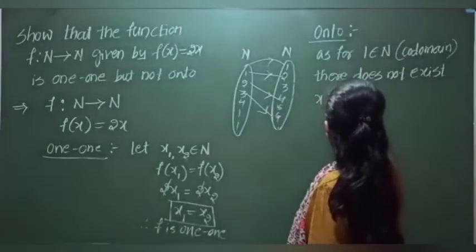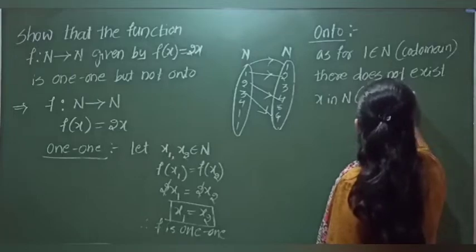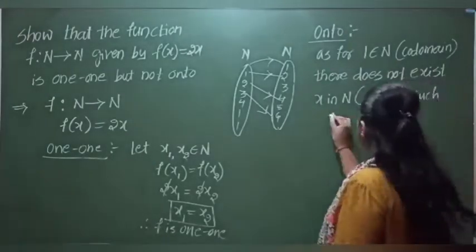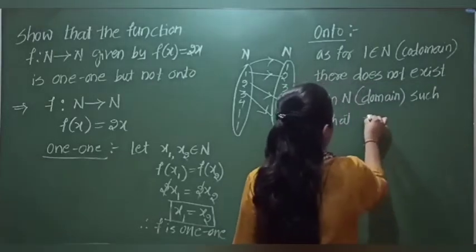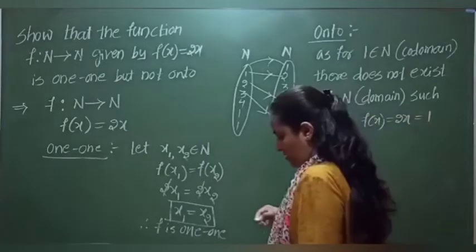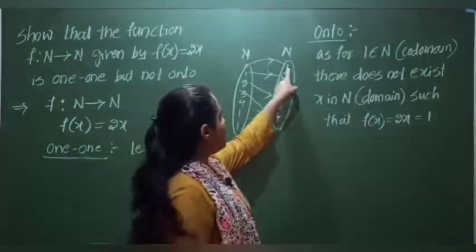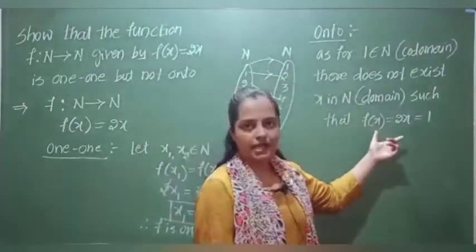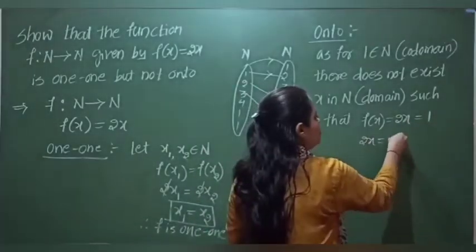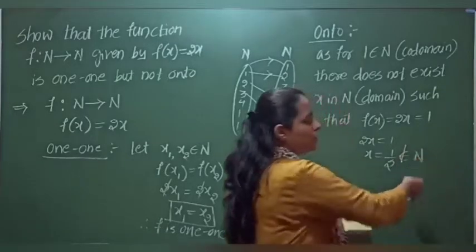x in N, where it is in the domain. There does not exist x in the domain such that f of x, that is 2x, equals 1, right? So f of x equal to 1 did not come, meaning no image exists for 1. So f of x is 2x, that is 1, means 2x equals 1, which means x is equal to 1/2. The element 1/2 is not in the natural numbers.